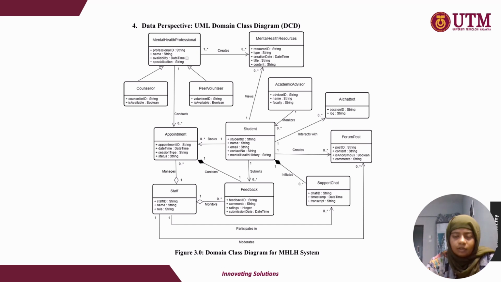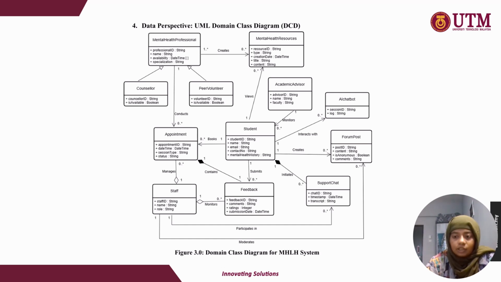So this is the UML domain class diagram for our mental health literacy hub system. We have divided our system into a total of 2 classes. Firstly, the mental health professional class, which has 2 child classes, counselor and peer volunteer. Both these classes will conduct sessions with the students upon normal booking or emergency help request with the panic button feature. They will also create mental health resources, which means content like blogs, quizzes, and games on mental health. Then the academic advisor will only be able to view the student's activity through the dashboard and will receive a notification when the student uses the panic button feature requesting emergency support.